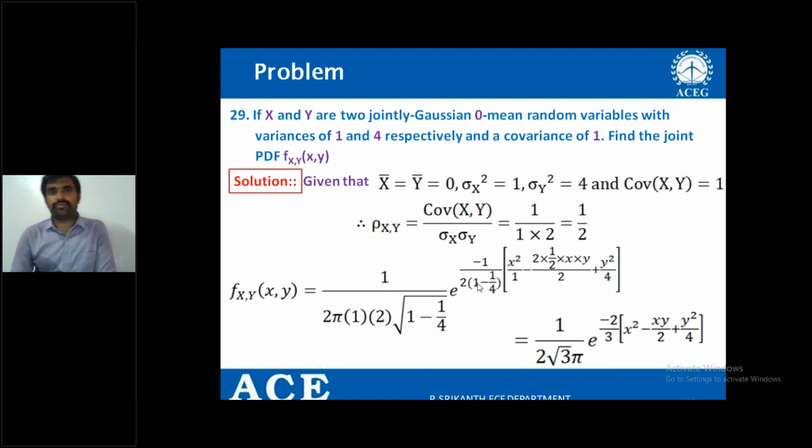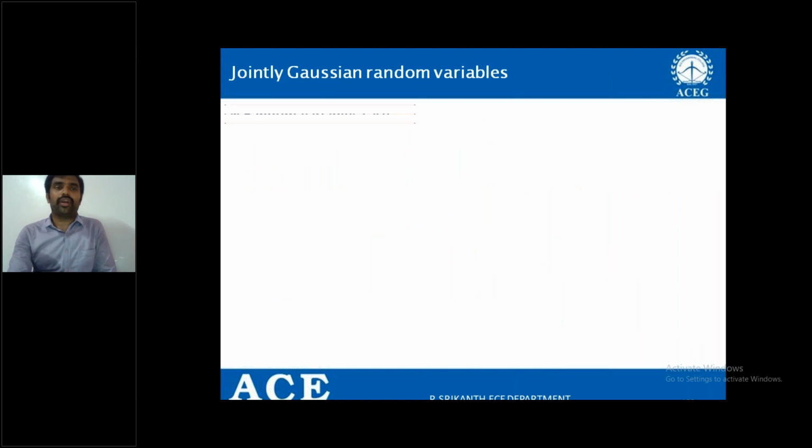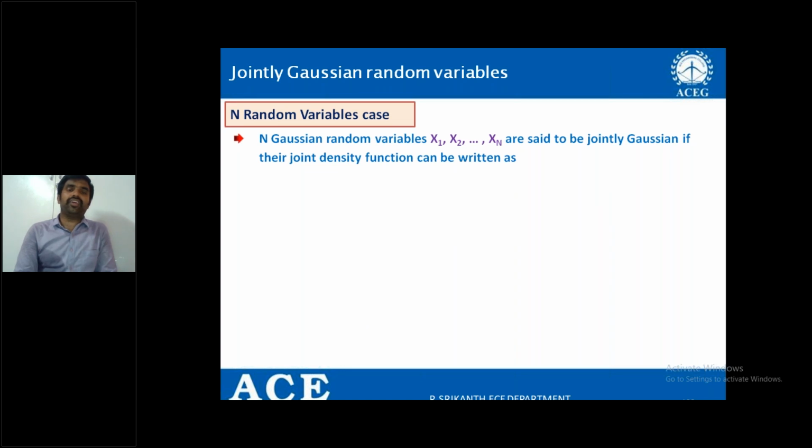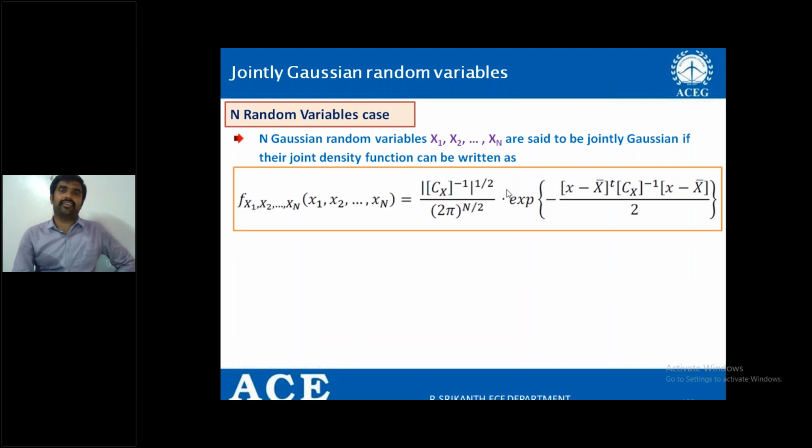Right? So far we have discussed the two random variable case. Let us move on to the n random variable case. How do you write it for n random variables? Similar to the two random variable case, n Gaussian random variables x1, x2 to xn are said to be jointly Gaussian if their joint density function can be written like this. So here, the jointly Gaussian density function for the n random variable case can be represented like this. What is this Cx here? It is a matrix of covariances. It is called the covariance matrix.